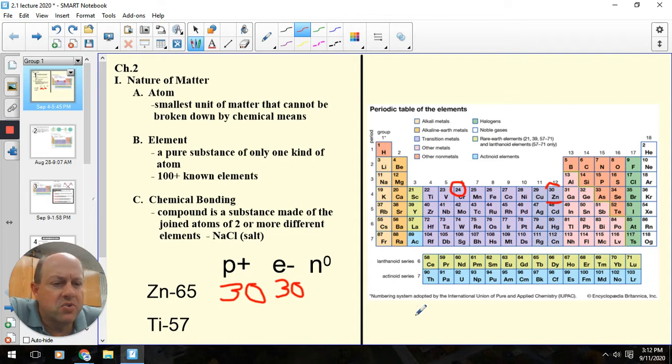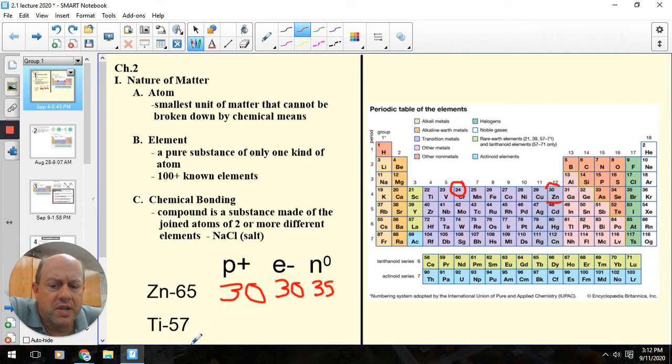Neutron-wise, because electrons are so much smaller than protons and neutrons, we don't really count them as having mass. So we would say electrons are basically massless. The mass number here of 65 is going to represent the neutrons and protons. So 65 neutrons and protons, take away 30 protons, and what we would be left with would be 35 neutrons for this particular atom.